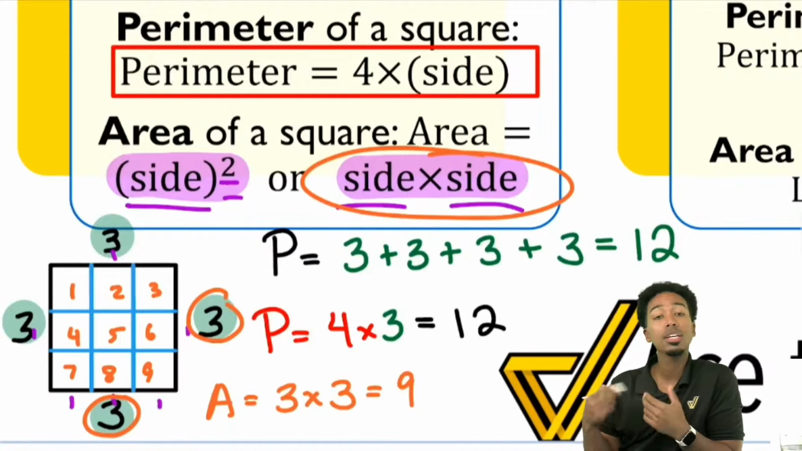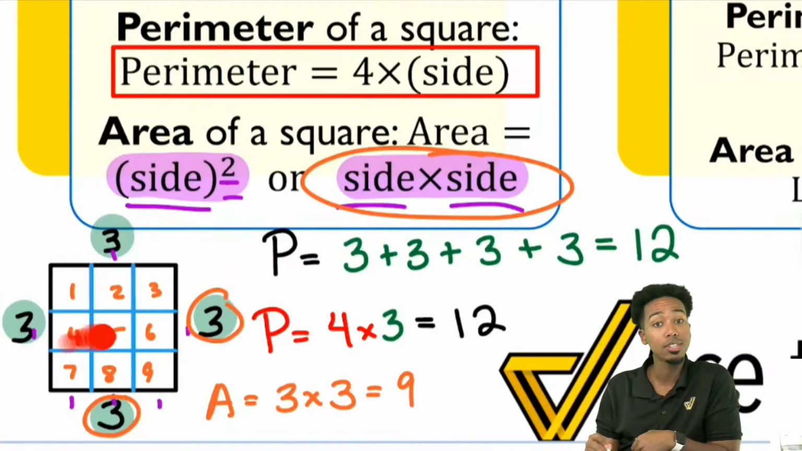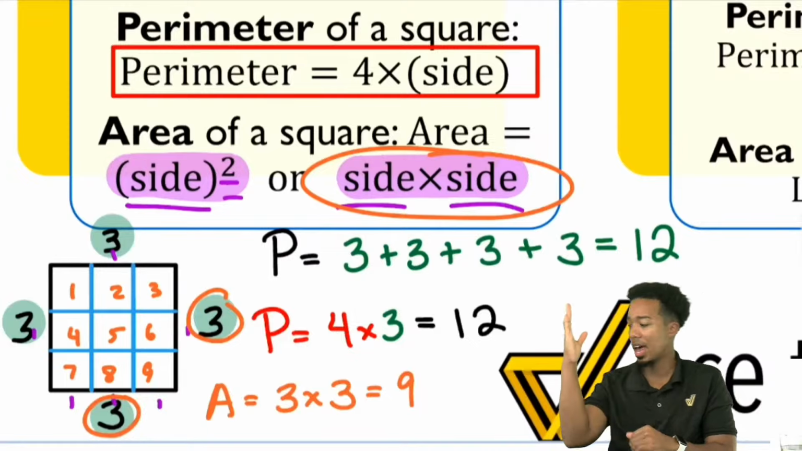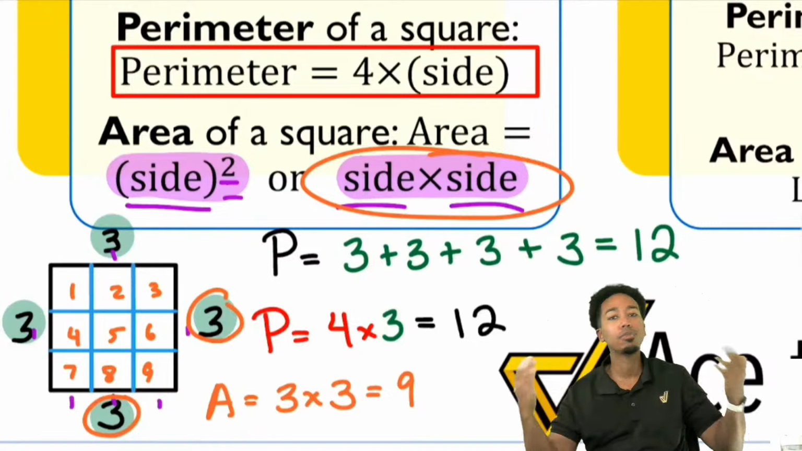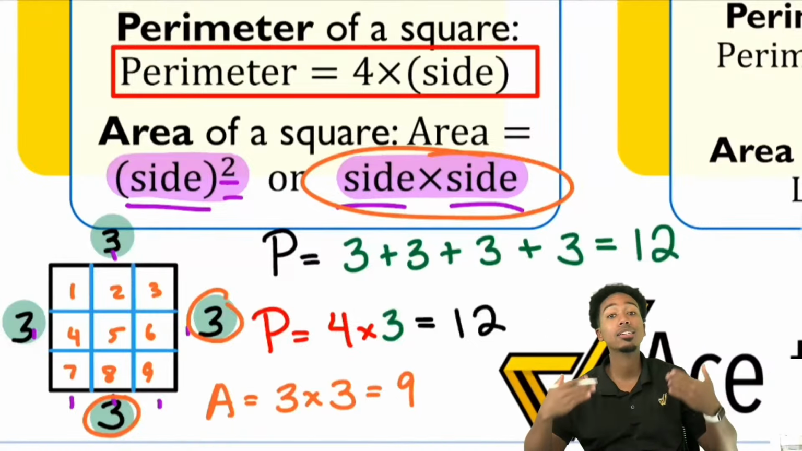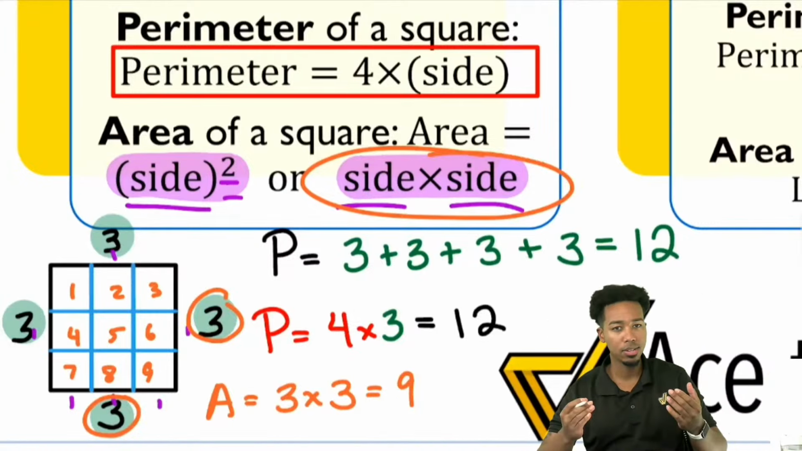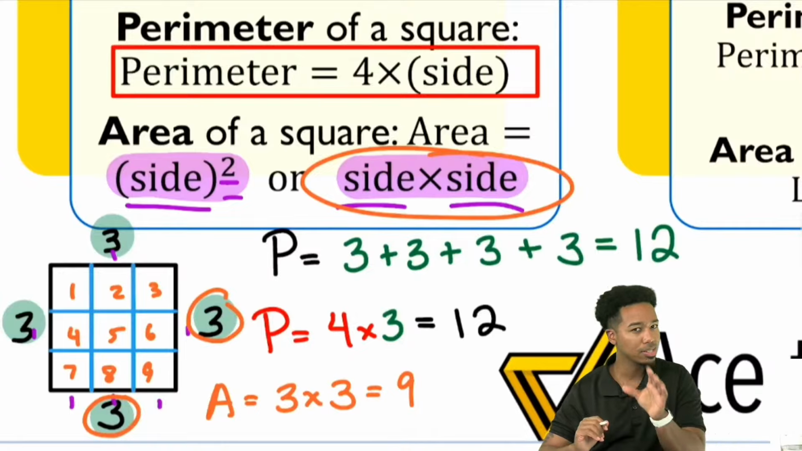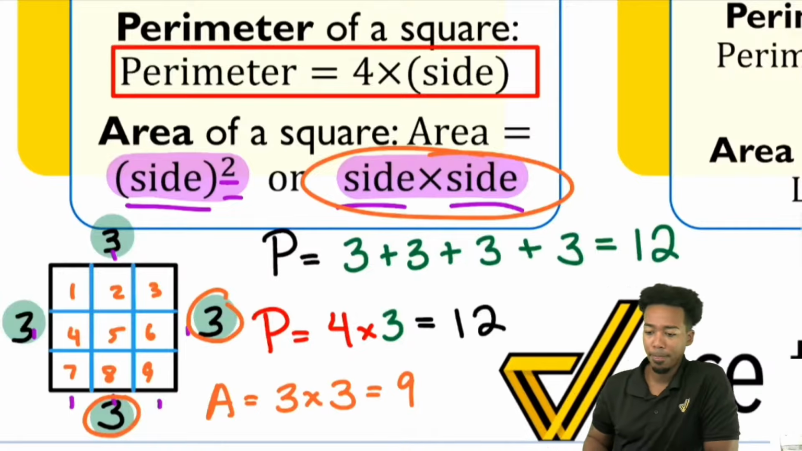The shortcut, instead of actually drawing out these grids and numbering them 1 through 9, is just to multiply this side by this side. Since both sides are the same, side times side. On a scale of 1 to 10, how much sense does that make for you so far? Sounds good.